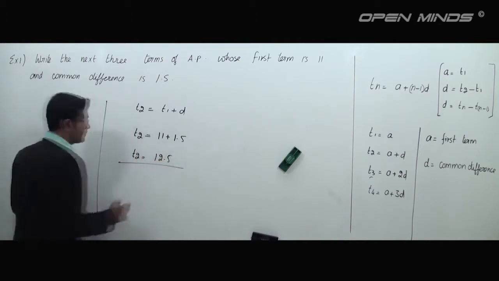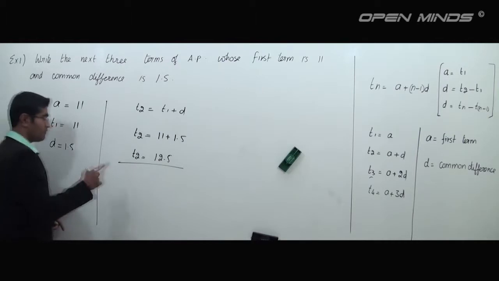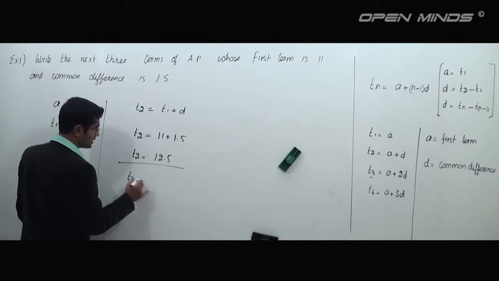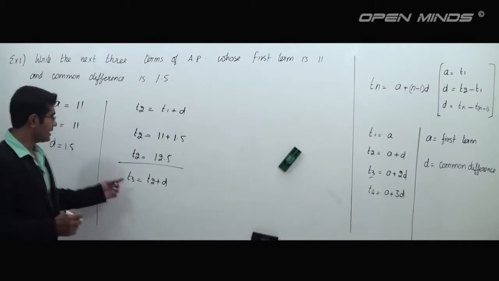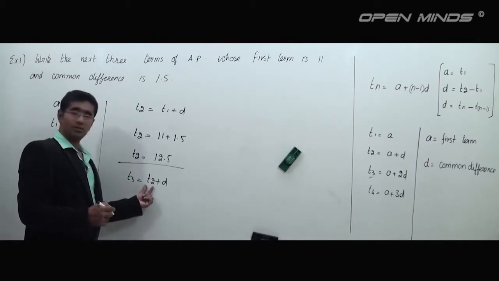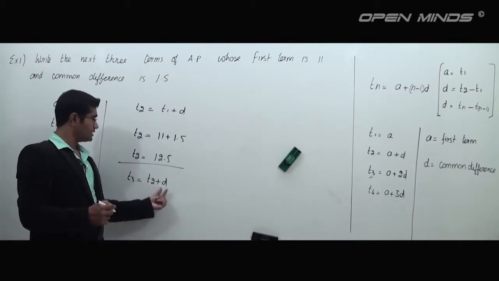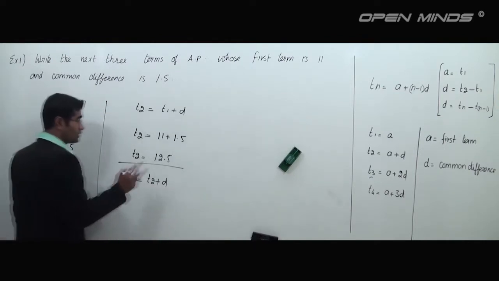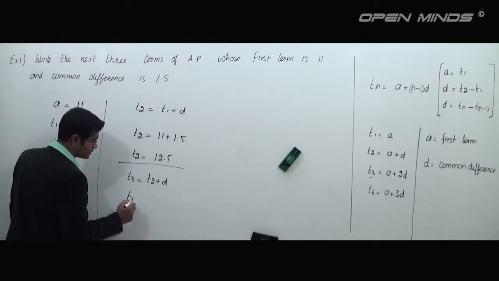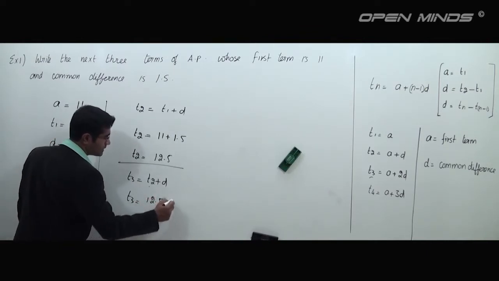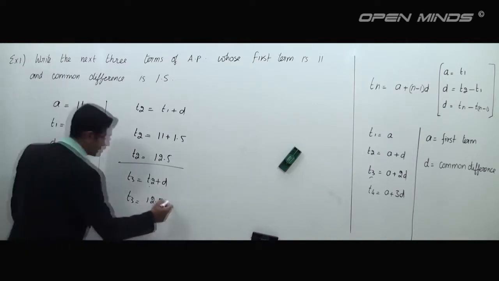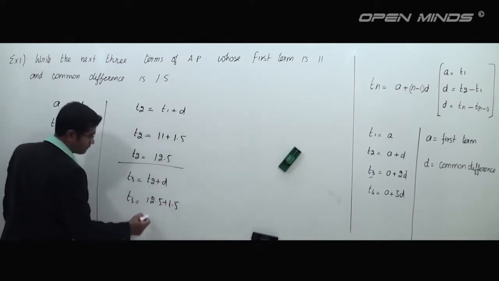We got it. Now if you know t2, you can find the next term t3 as t2 plus d, no problem. You can find the next term if you know the previous term. So if you know t2 and d, you can find it. We'll do it in both ways. So t3 is basically t2, which is 12.5, plus d. You add d, which is given to me as 1.5. So 12.5 plus 1.5 goes like 13, 14, right?